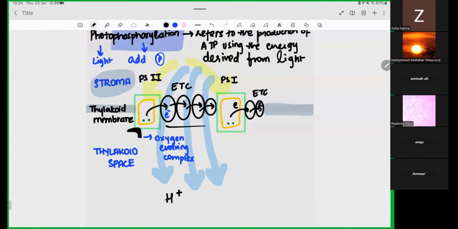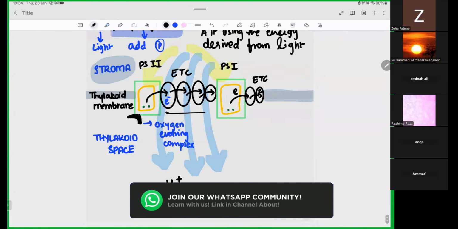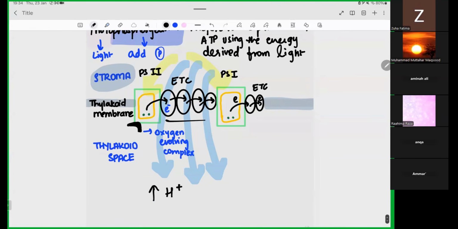Now, if the hydrogen ions are being actively pumped into the thylakoid space, the concentration of protons within the thylakoid space increases, and a proton gradient is established.